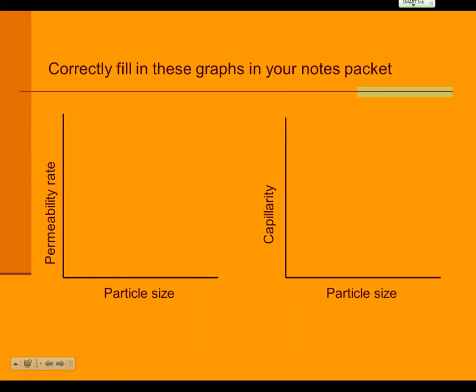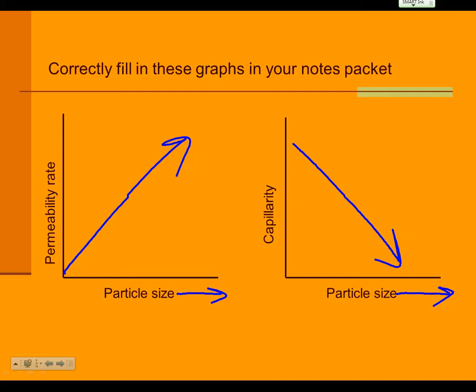All right, correctly filling these graphs in your note packet. You may or may not have this depending on which class you're in, but let's try it. Particle size versus permeability rate. So remember, as the particles get bigger, it's easier for the water to flow through them. So the permeability rate is going to go up. Particle size versus capillarity. As the particles get bigger, remember, the bigger, the worse the capillarity. Capillarity needs small pieces to work well. So this would be the opposite. And there we go, just checking the answers.